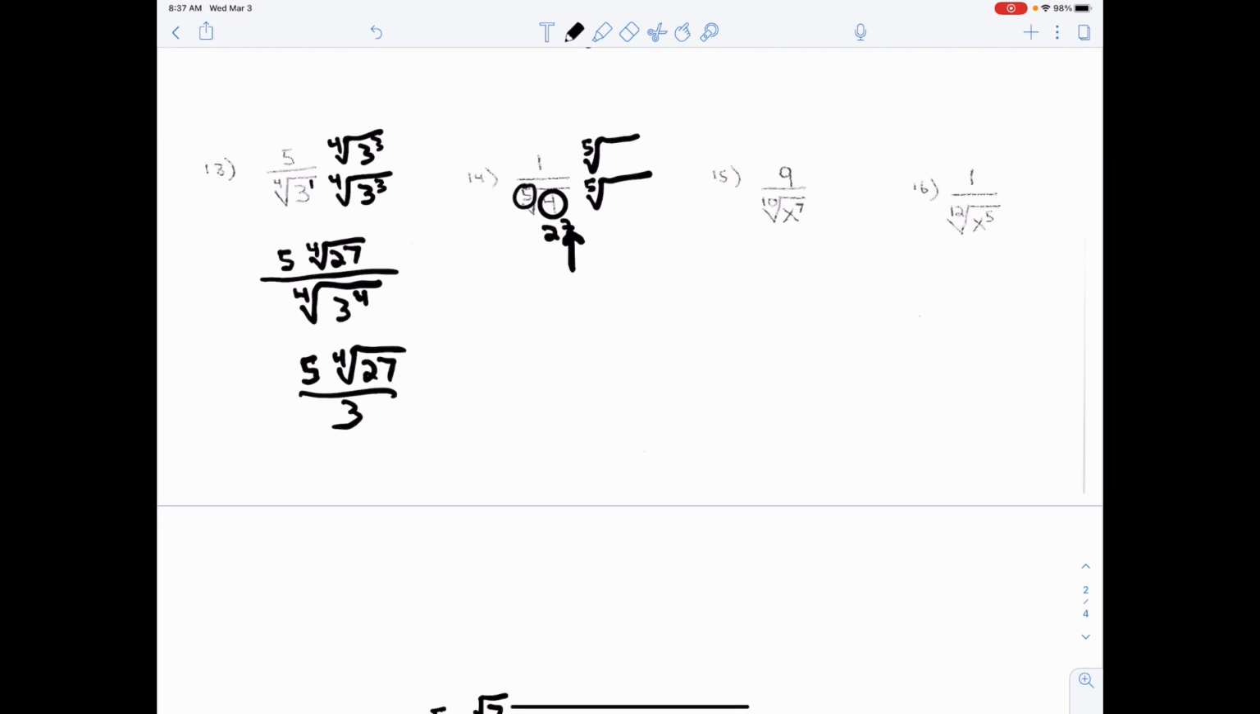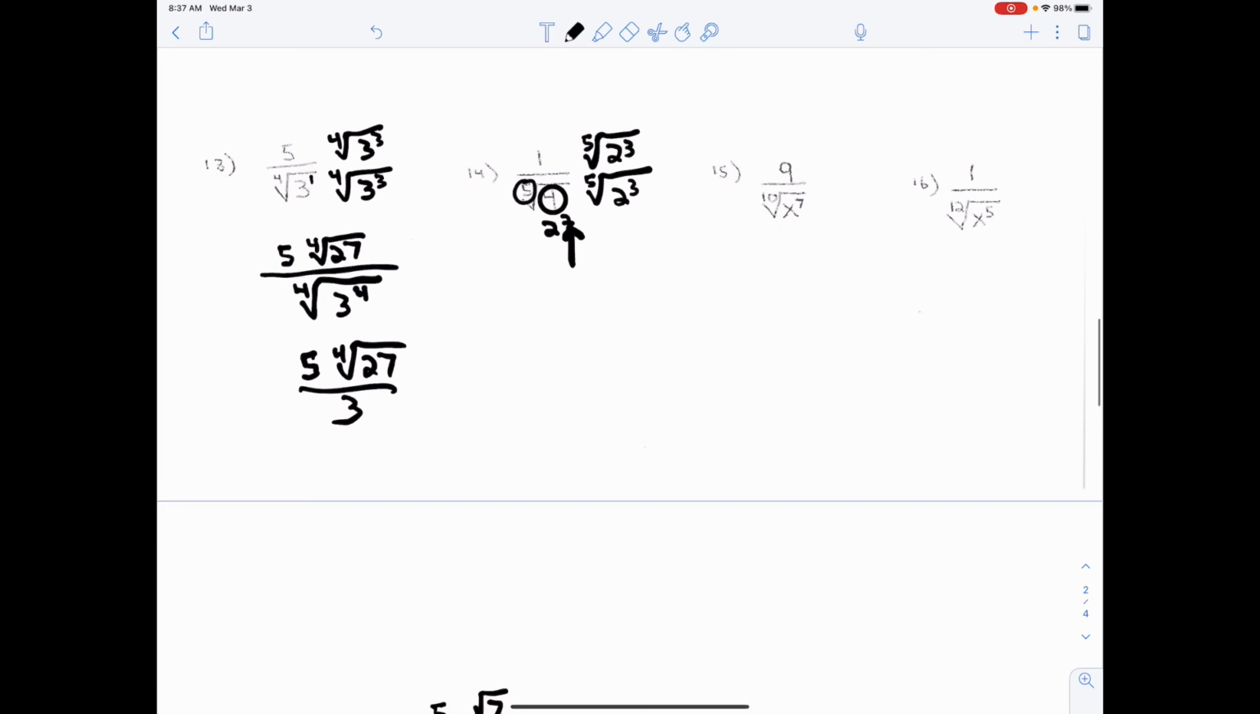Well, in which case I'm going to multiply by 2 to the third. So we get the fifth root of 2 to the third over the fifth root of 2 to the fifth, which gives us the fifth root of 8 all over 2. So remember, your first thought is factor, so I factored the 4 and called it 2 squared first.